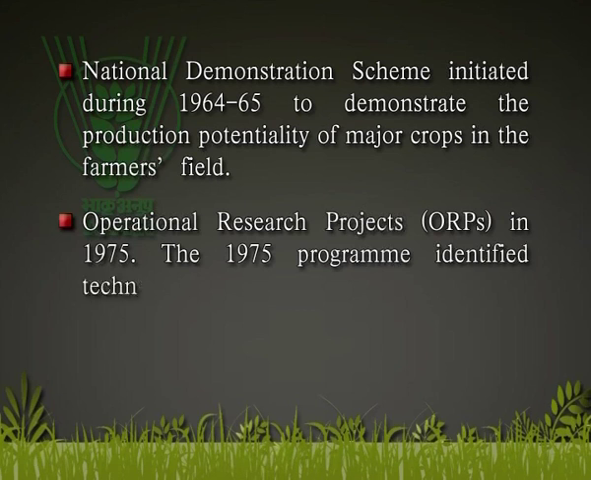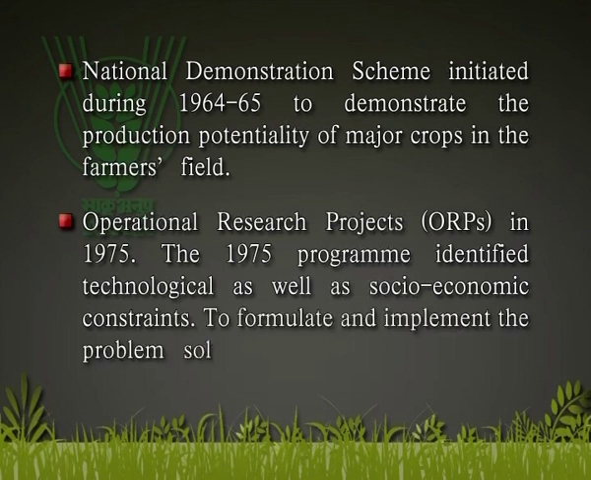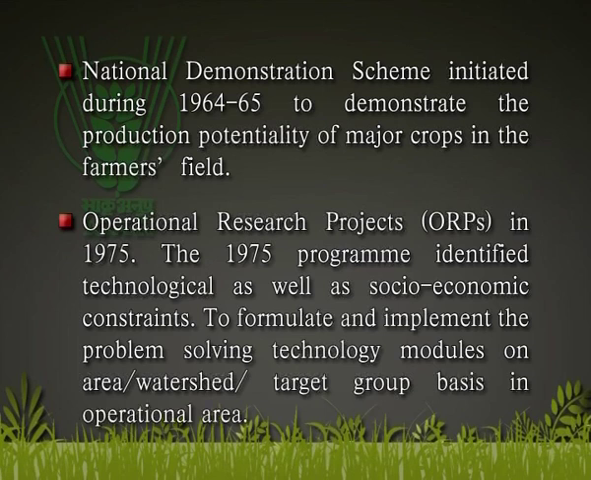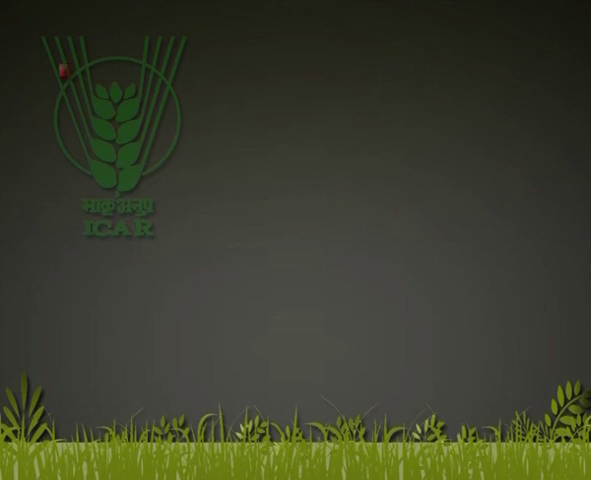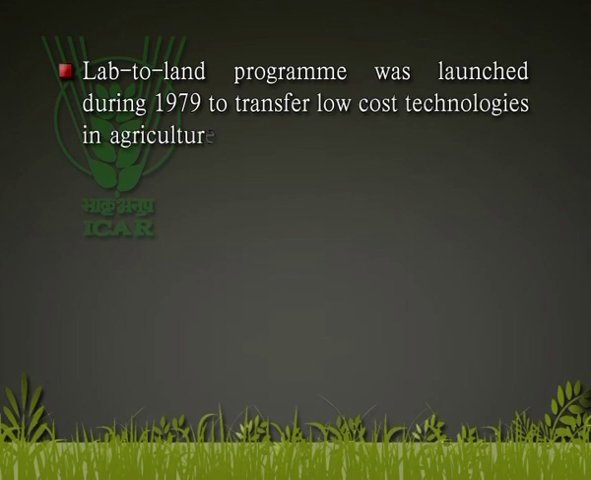The 1975 program identified technological as well as socio-economic constraints to formulate and implement the problem-solving technology models on area, watershed, and target group basis in operational areas. The Lab to Land program was launched during 1979 to transfer low-cost technologies in agriculture and allied enterprises.